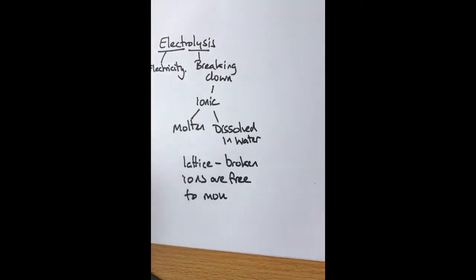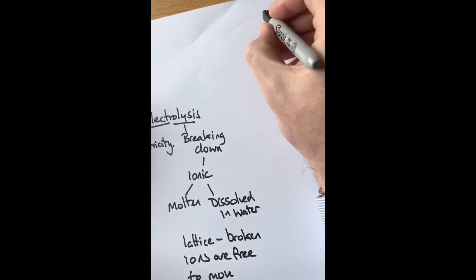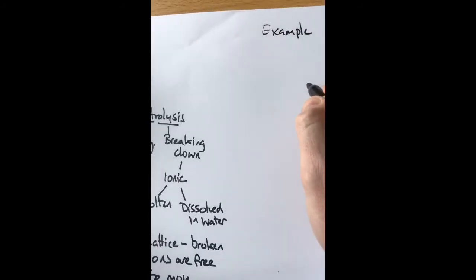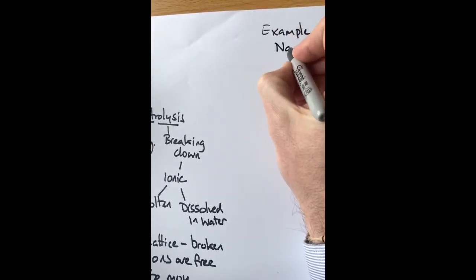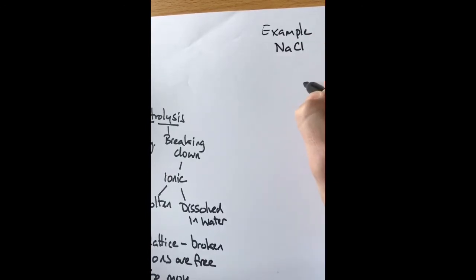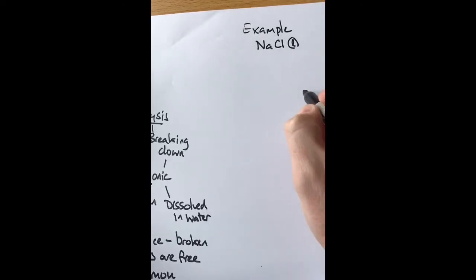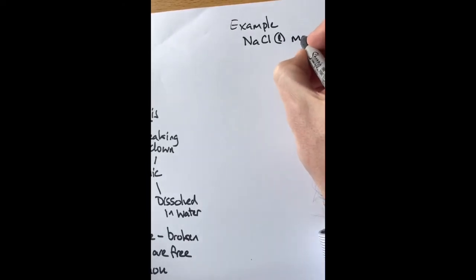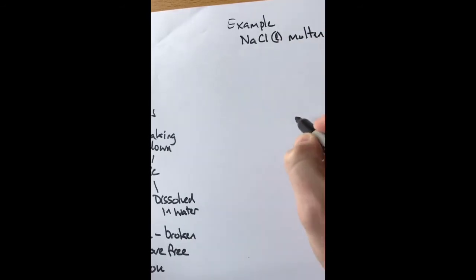Okay, so let's have a look at a quick example, and here is going to be my example. An example we're going to look at is sodium chloride, and we're going to take sodium chloride and make it molten. So it's going to be in effect in a liquid state. So this is going to be molten sodium chloride.